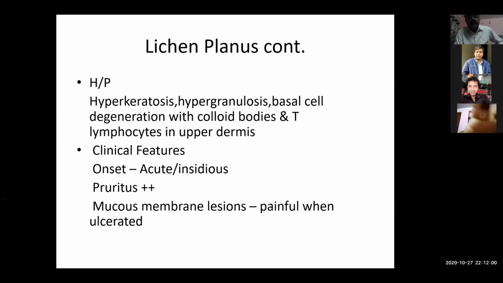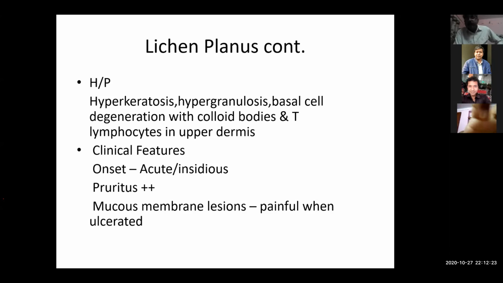Moving on to histopathology again. Hyperkeratosis. If you remember, in psoriasis we had acanthosis and parakeratosis; here we have hyperkeratosis and hypergranulosis. The granular layer just below the stratum corneum is thickened. Normally it is 1 to 2 layers, here it is more. There may be basal cell degenerations.